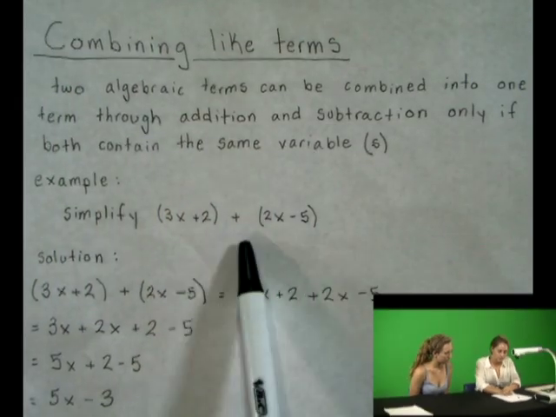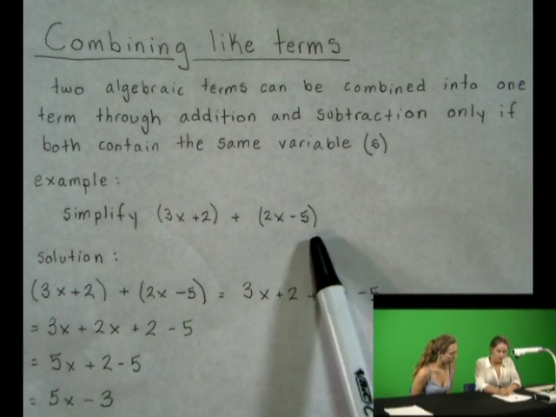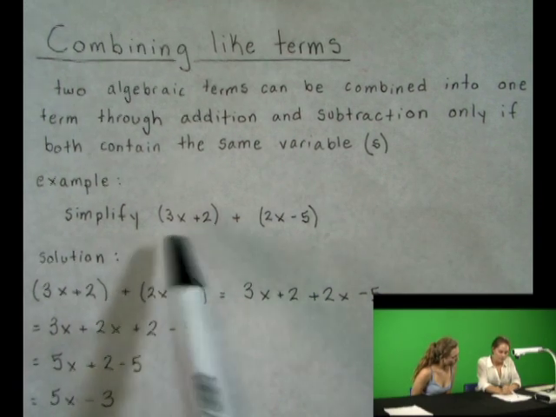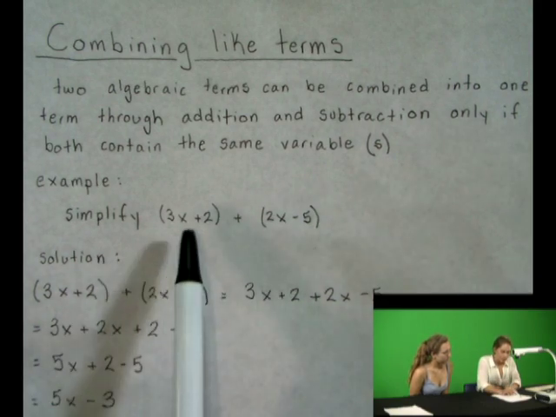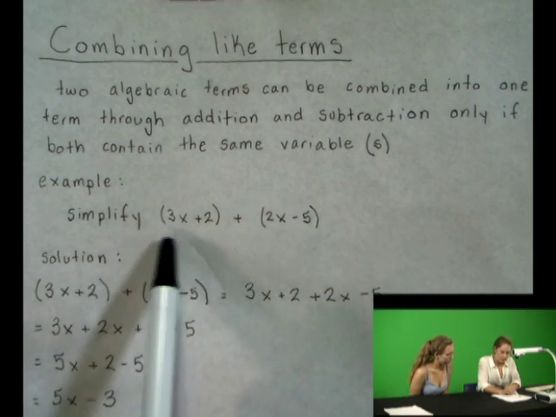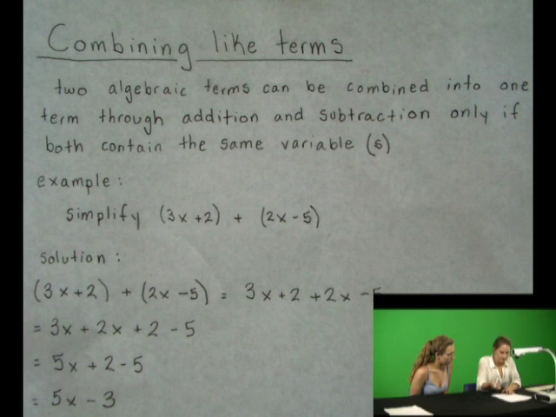Okay. So for example, let's say we have 3x plus 2 plus 2x minus 5. If you look at this, we have 3x and 2x. They both have the same variable, right? Yeah, x. So what we want to do is simplify and combine these into one term that has x instead.